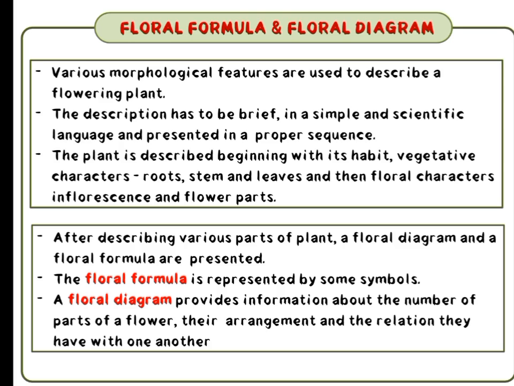Then the third one is the floral characters. Floral characters may include what? Inflorescence. What type of inflorescence? Whether it is cymose inflorescence, racemose inflorescence or a special type of inflorescence. Then come to the flower parts. Flower parts means whether the flower is bisexual or unisexual, whether the flower is actinomorphic or zygomorphic in condition. Then how many sepals are there.